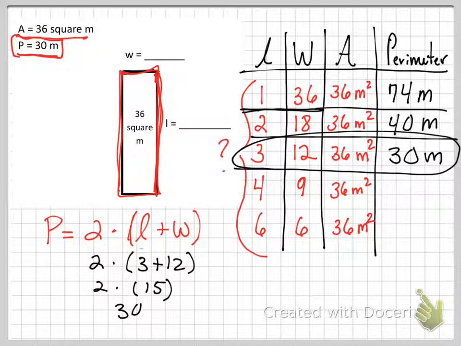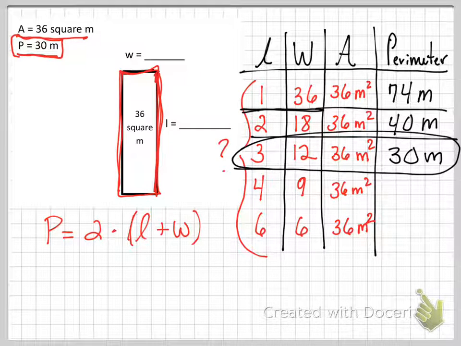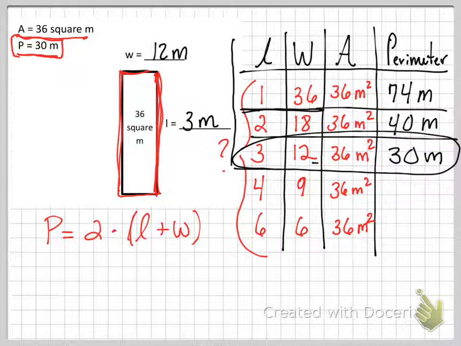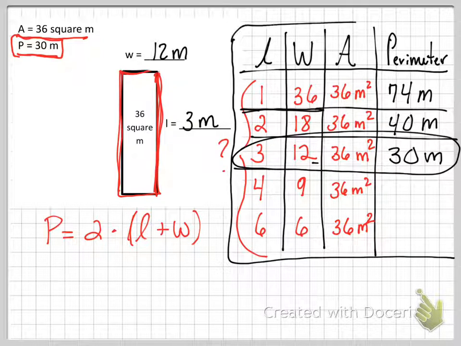We have got a length and a width of 3 and 12. So the width is 12 meters and the length is 3 meters. And how did we do that? Well, we just created a list of different possibilities, and we had to examine which one of those tries would equal the area of 36 square meters and a perimeter of 30 meters.